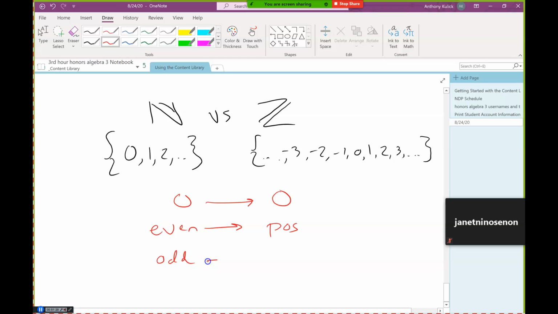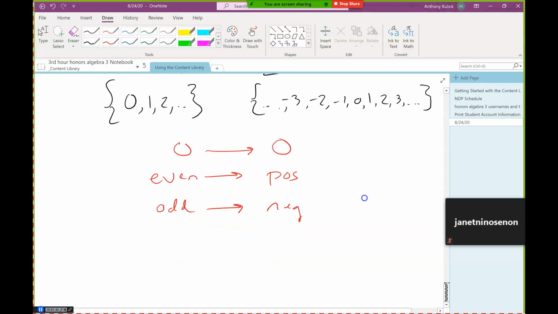And then I can take the odds and go with the negatives. So like 1 goes to -1, 3 goes to -2, 5 goes to -3, etc. And now I can pair them up one to one.